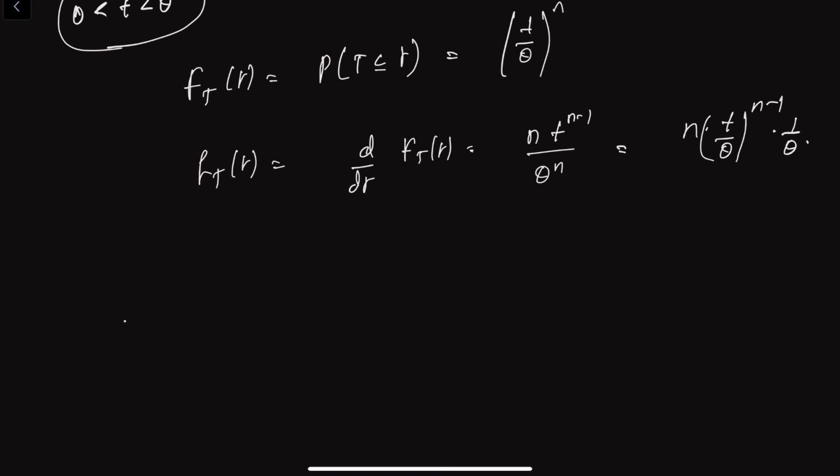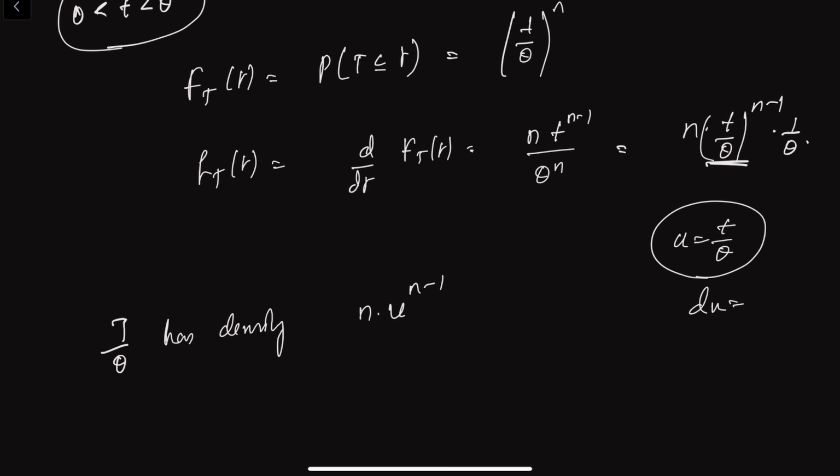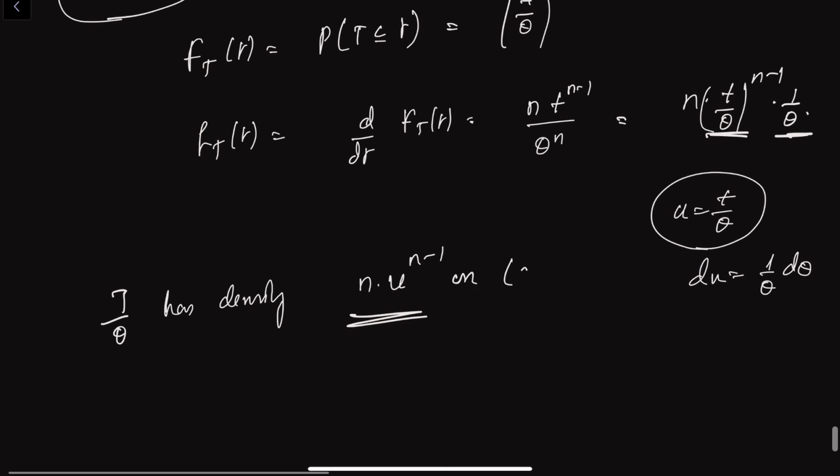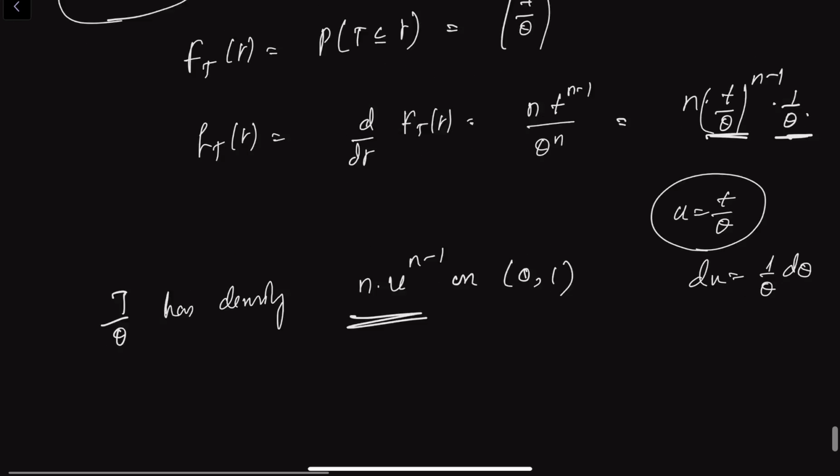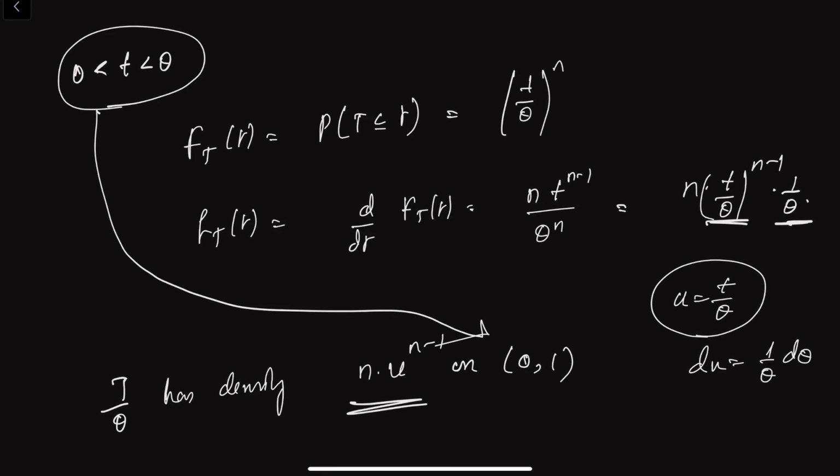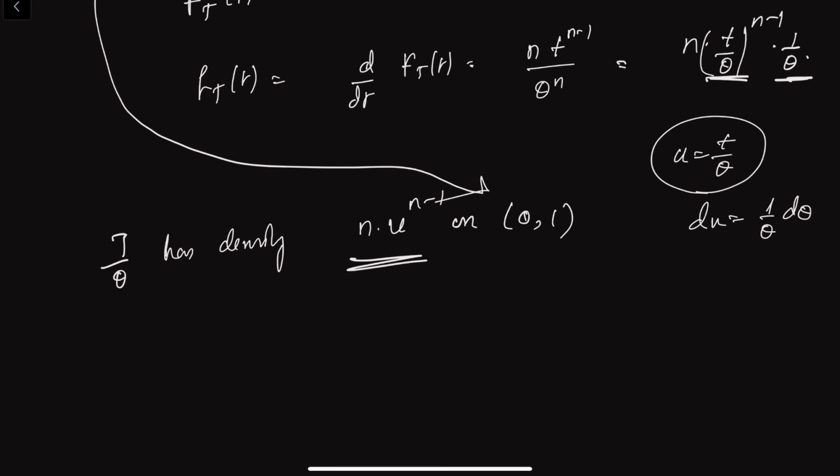So if we consider this t by theta, it has the density n into u to the power n minus 1, and this 1 by theta accounts for the du, because when we substitute u equals t by theta, du is 1 by theta d theta. Therefore t by theta has density n into u to the power n minus 1 on the 0 to 1 interval, because 0 is less than t is less than theta, so t by theta will be between 0 and 1.